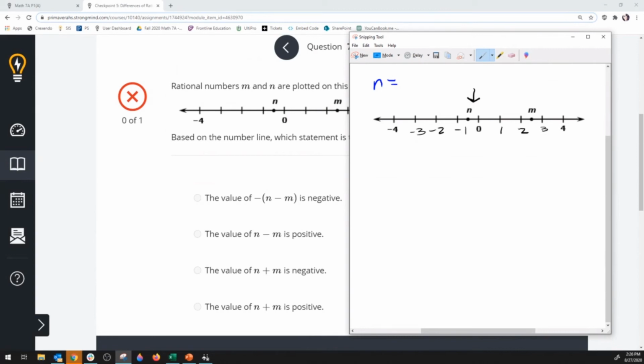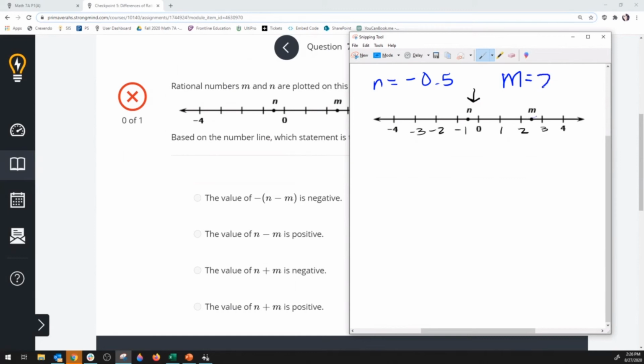One half, very close. So Micah has that negative. That negative is important because it's on the left of our 0. So n is going to be -1/2. I'm going to put -0.5, but that's the same thing. I just want to put the decimal. And then let's look at m. M is in between 2 and 3. So what decimal would m be if it's in between 2 and 3? It'd be 2.5. Perfect.